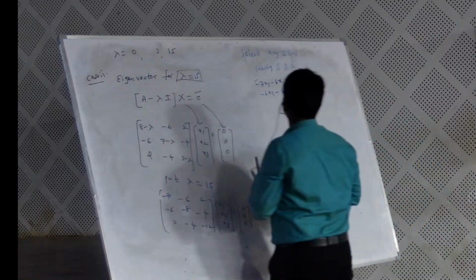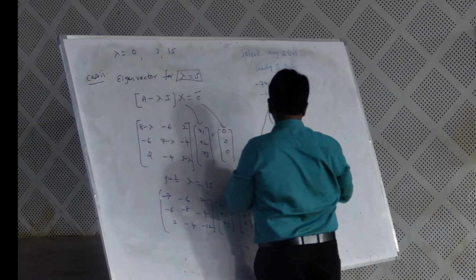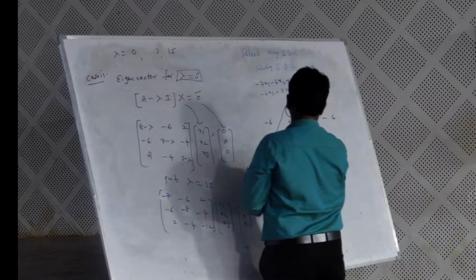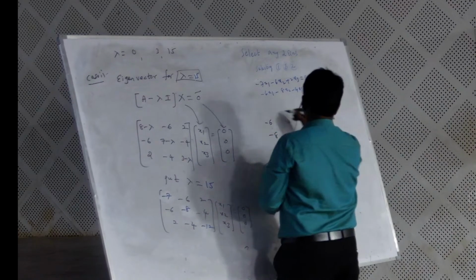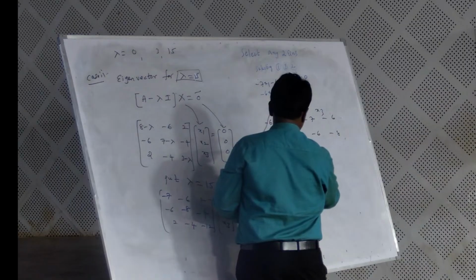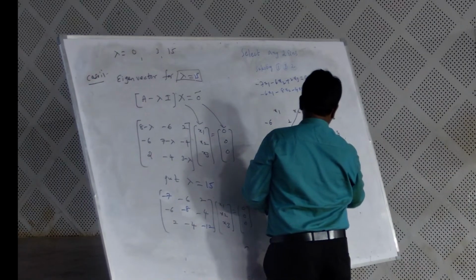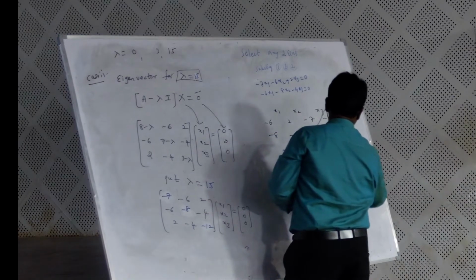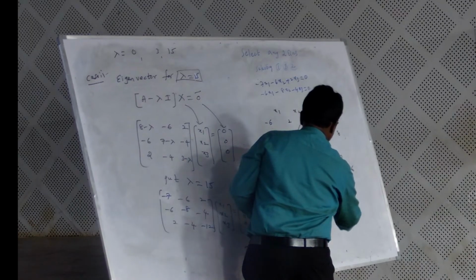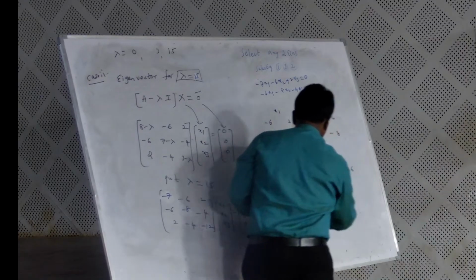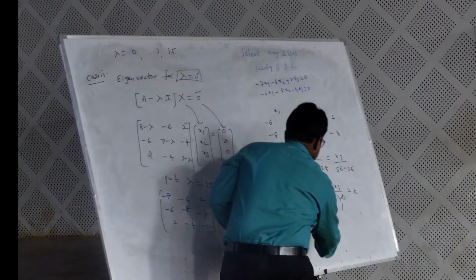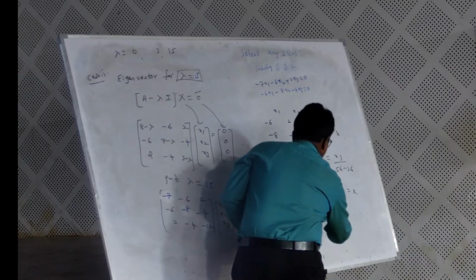Tell me the coefficients. Minus 6. Next, x1, x2, x3. 24 plus 16 minus 12 minus 28. 56 minus 40, minus 22, minus 2, 2, minus 2, 1.